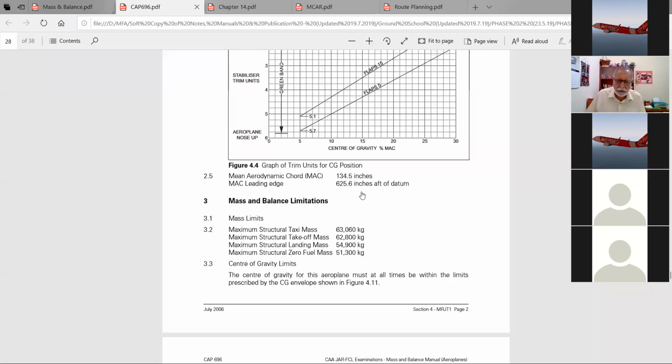On your notes, on your pages, draw an aircraft and put the datum and put your CG and MAC front. The leading edge of MAC is 625.6 inches aft of datum. Draw that. Can we draw that figure?